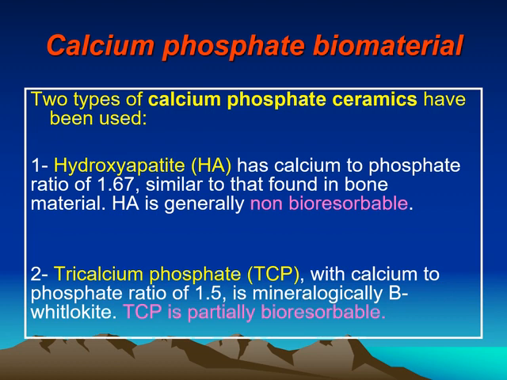There are two types of calcium phosphate material or calcium phosphate ceramics that have been used. The first one is the hydroxyapatite, which has a calcium to phosphate ratio of 1.67, similar to that found in bone material. Hydroxyapatite is generally non-bioresorbable. The second one is tricalcium phosphate, with a calcium to phosphate ratio of 1.5, which is mineralogically beta-whitlockite. Tricalcium phosphate is partially bioresorbable.